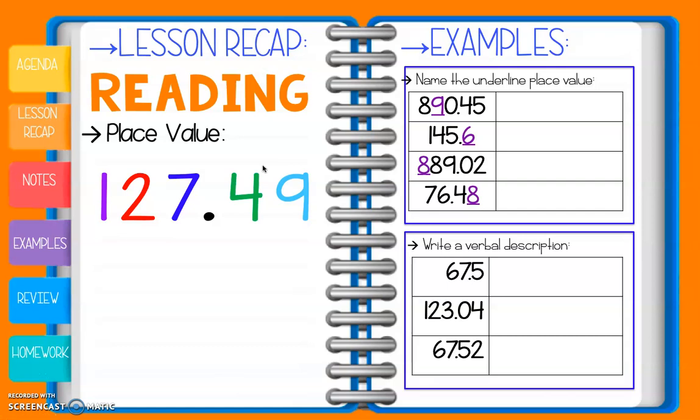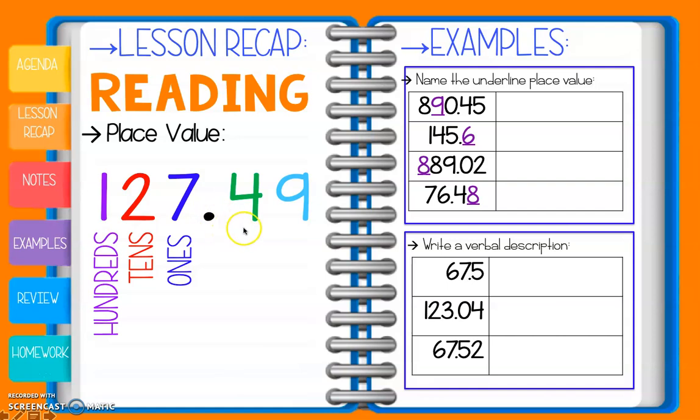Every single digit in a number has a place value and it has a specific name. So, for example, this number here, the very first one we've got right here is in the hundreds place. As we move over to the 2, that is in the tens place. Let's move over to the 7, and that's in the ones place. This is our decimal point.